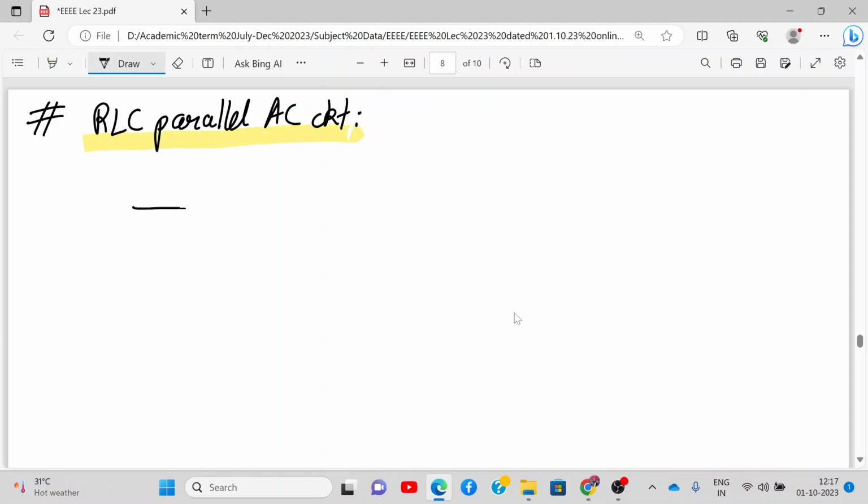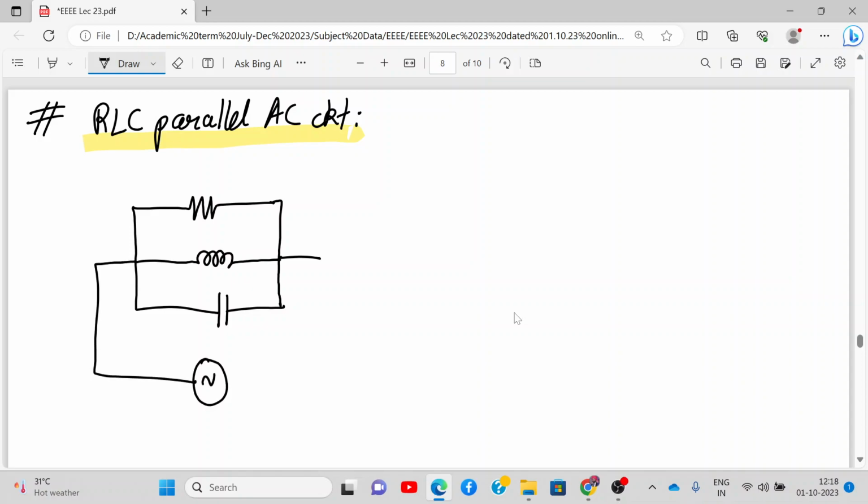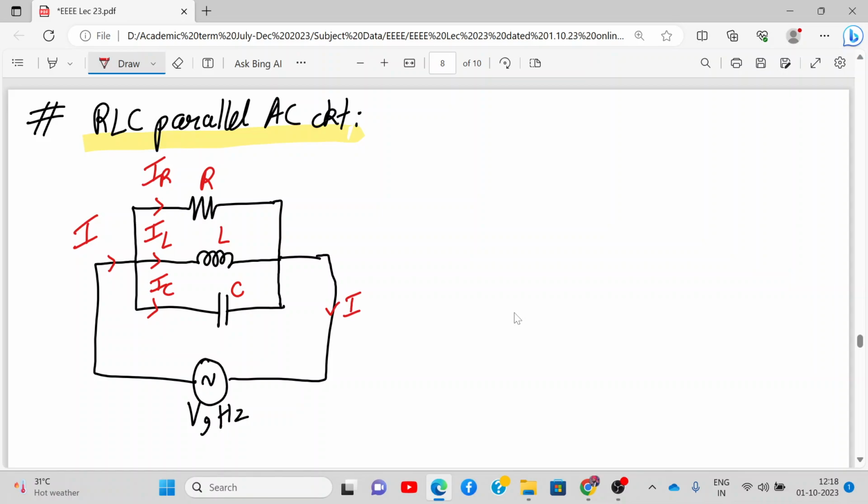So let's draw a parallel RLC circuit, and we are attempting to draw the phasor diagram for it. A parallel RLC will have R, L and C, all of them connected in parallel, with an AC supply, voltage V, hertz. Now current over here splits into three parts. This is I, and this is R, L and C. This will be IR representing current flowing through the resistor, IL through the inductor, and IC through the capacitor. So I in terms of phasors will be the vector sum of IR plus IL plus IC. Understood?